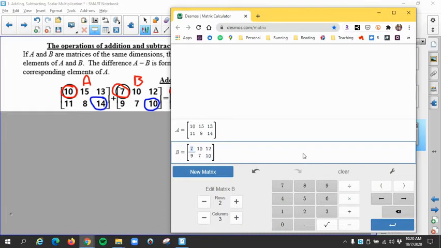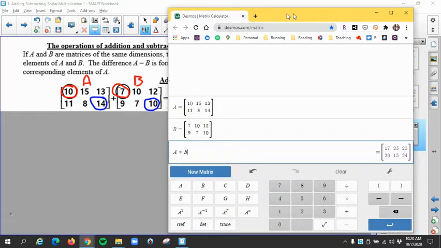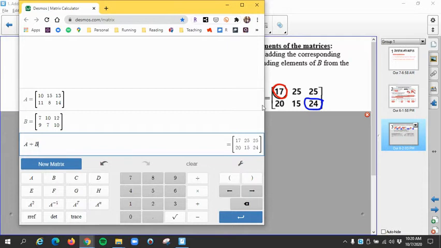Now I want to add them together. So I'm going to hit this blue arrow, and I'm going to type in A plus B. And it gives me my answer here, which if I slide the screen over, matches the answer we have right here.